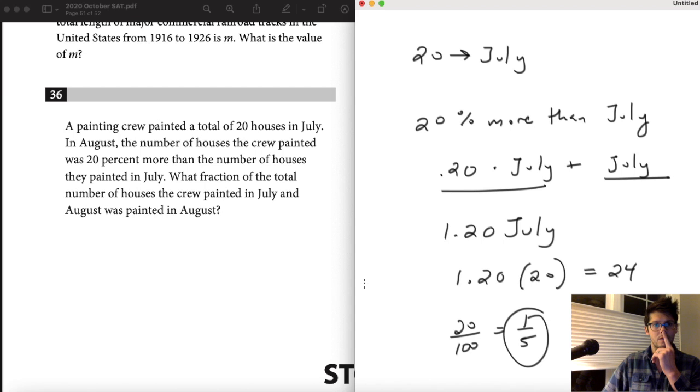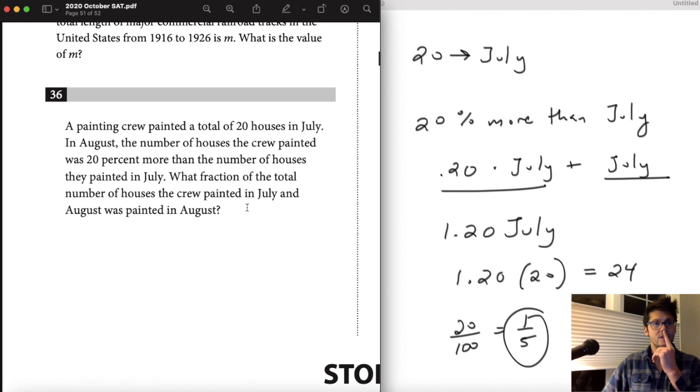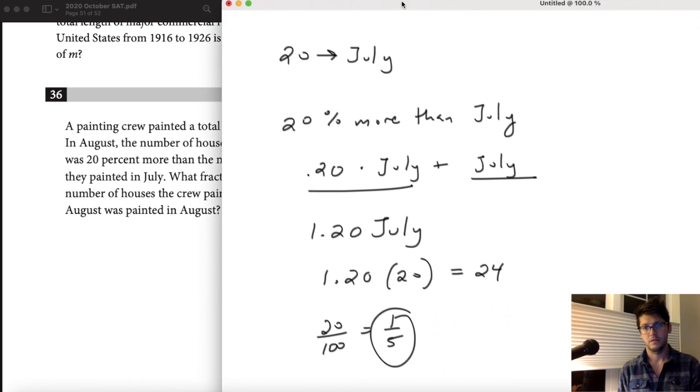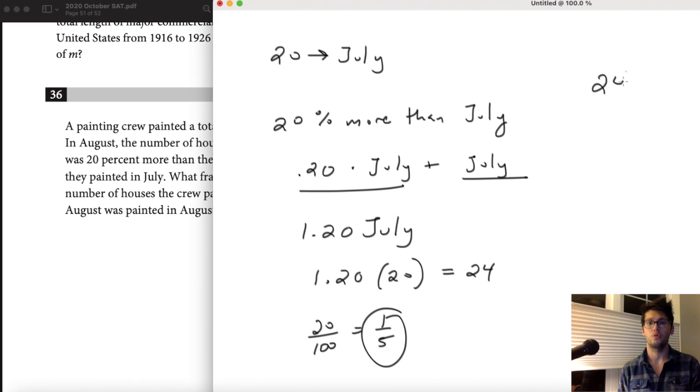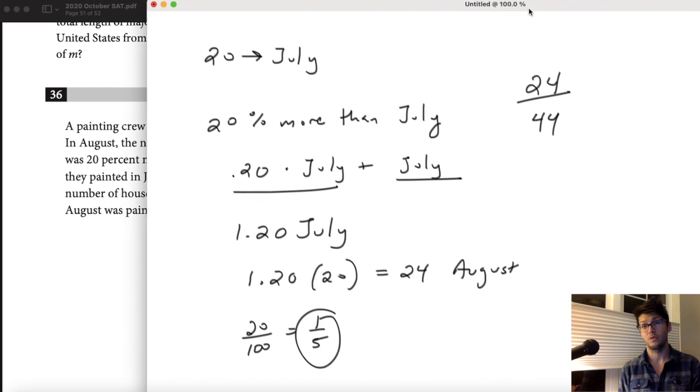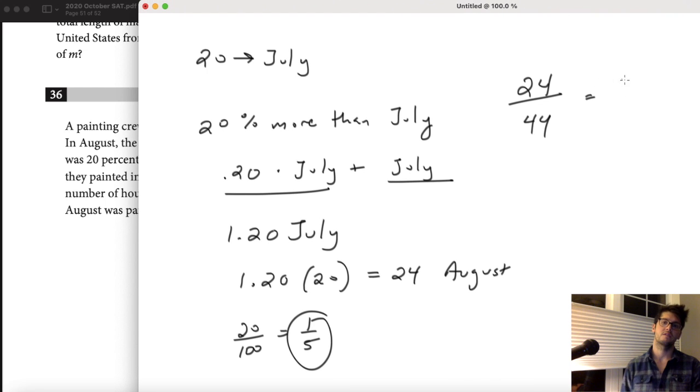We're not done. Oh, they want to know what fraction of the total houses the crew painted in July and August were painted in August. Well, we know that there was 24 in August, so this is August over the total, which is 24 plus 20 or 44. And then we would have to reduce that. Top of my head, first thing I think about was we could divide both of those by 4, and we can get 6 over 11. 6/11.